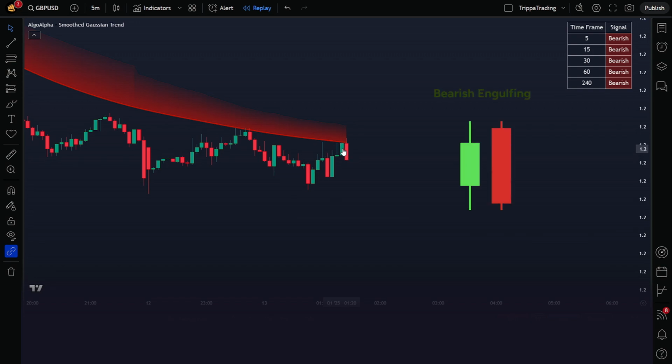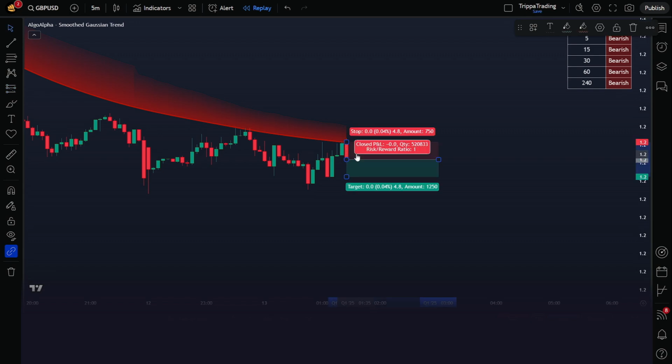And then we look for a green candle followed by an engulfing red candle, just like we have over here. It's exactly opposite to the rules for a buy trade. So now we can enter a sell position. For a sell position, you can place the stop loss above the most recent swing high.